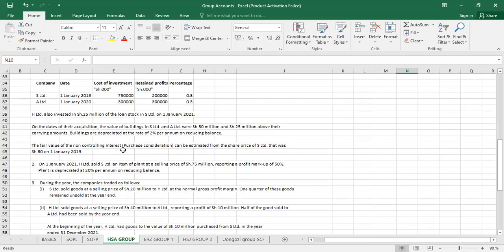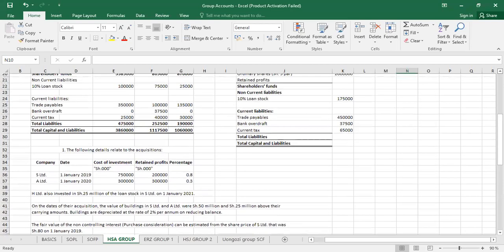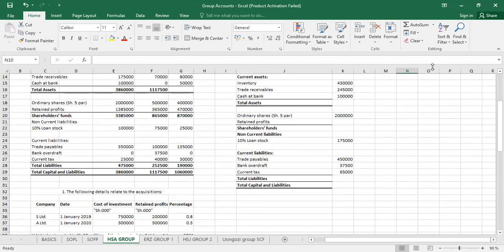The fair value of NCI purchase consideration can be estimated from the share price of S Limited, which was shillings 80 on 1 January 2019, isn't it? And that one is an error because it should be 8 shillings, because generally the ordinary shares are shillings 5, and it was acquired in 2019. From 2019, it can't rise to 80. So I'll show you why I'm saying that.